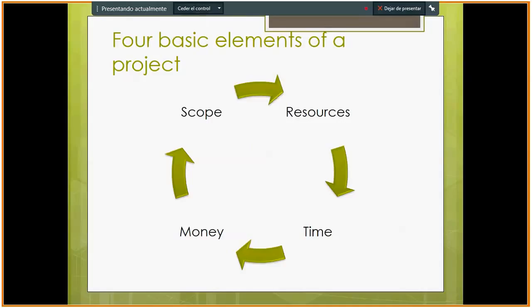Another element is money. The project must be kept to budget and the expected profit from it should be aimed for. And the other element is scope. Scope is the overall size and scale of the project, which must be established, and the specific objectives for it set.